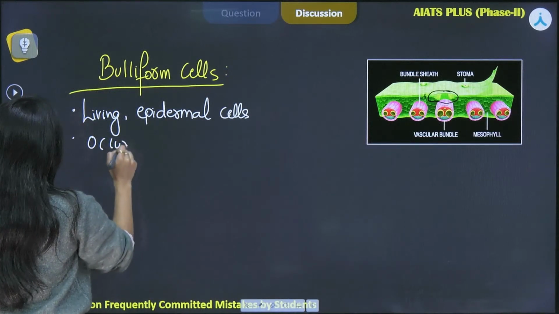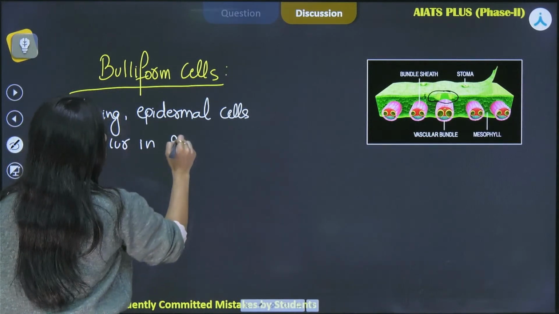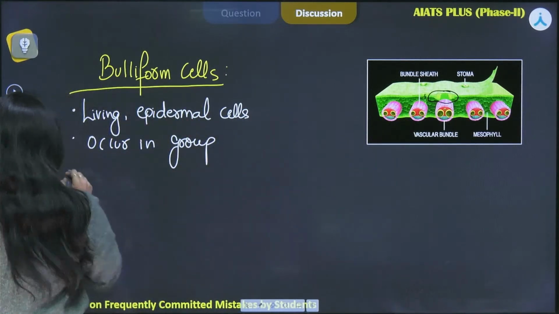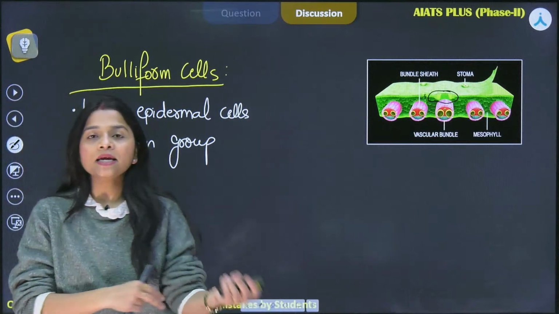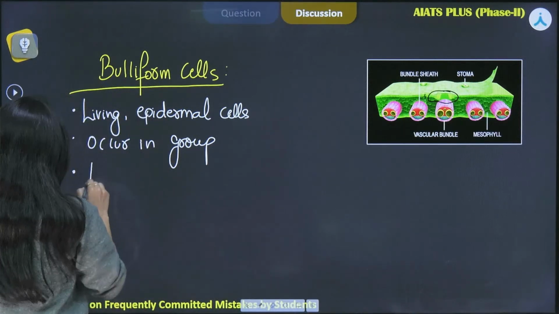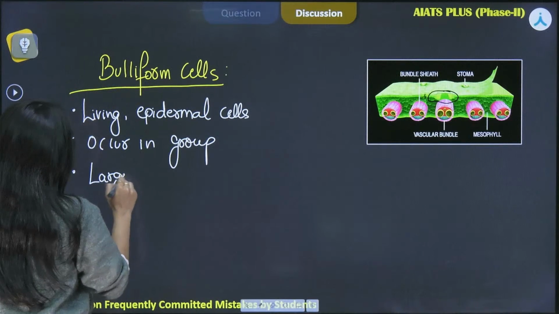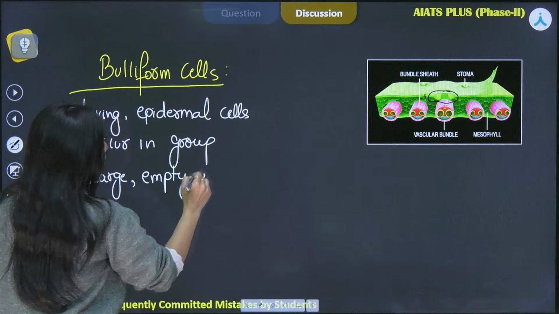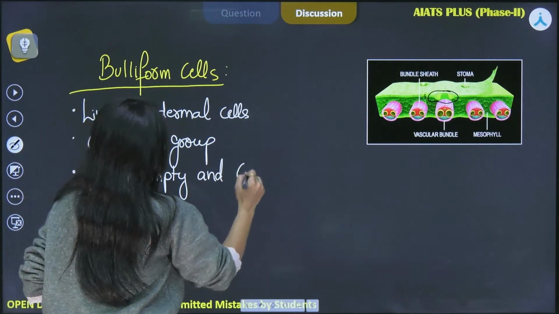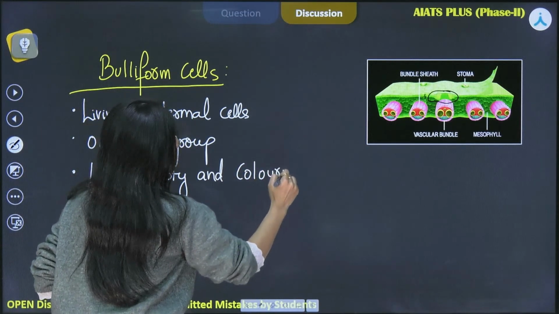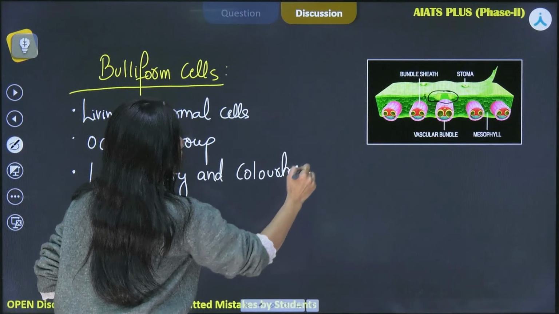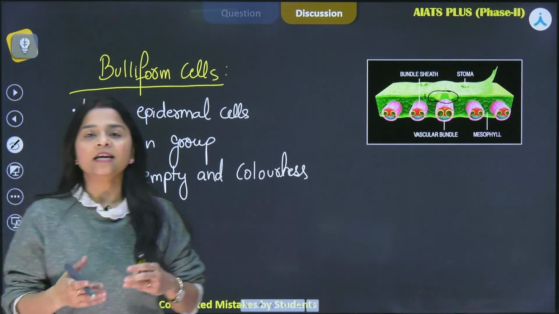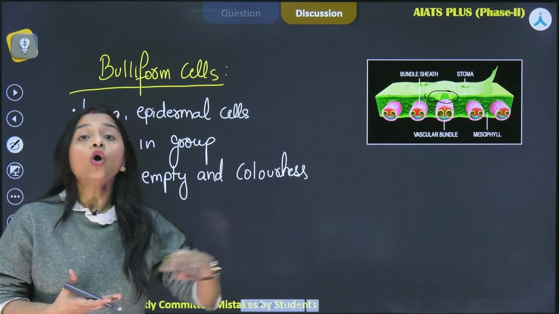Okay, they occur in groups. A single group you can see over here. Next characteristic feature, they are basically large. They are large in size as compared to the other cells. They are large, they are empty, and also colorless. Okay, next characteristic feature is basically they are present along the veins.